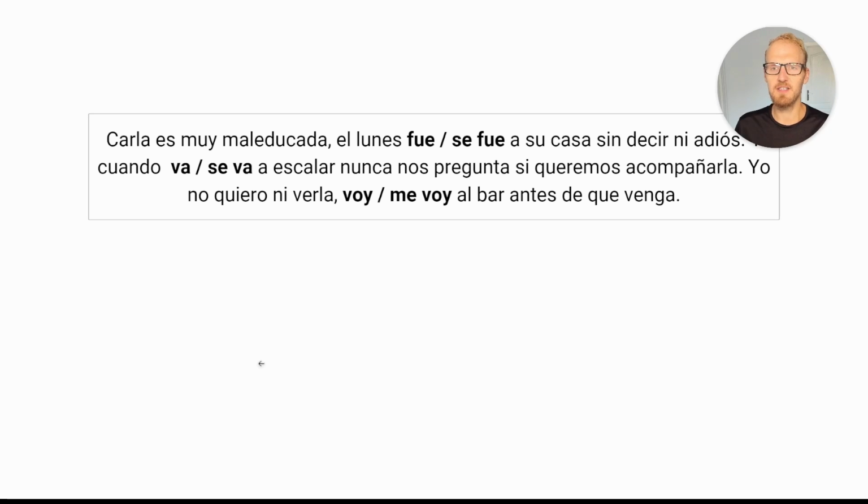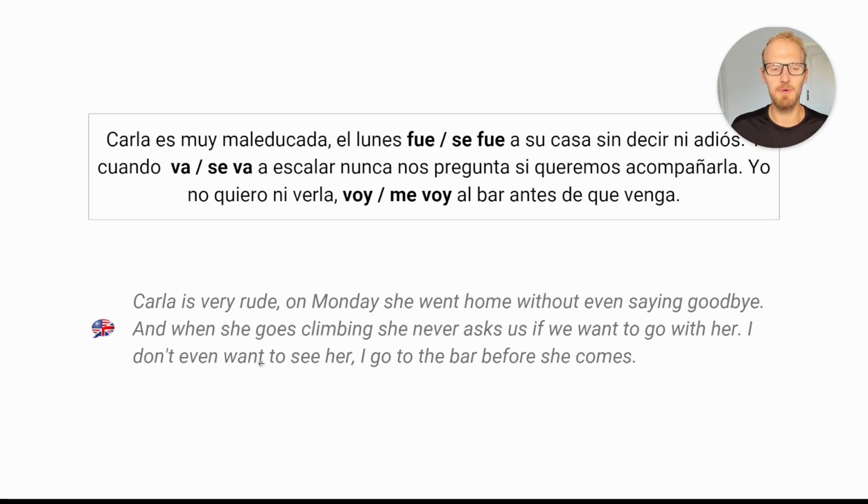I'm going to give you a translation of this sentence. It's hard to make a simple sentence that includes all of these examples, and you might not be familiar with some of it. So we're saying, Carla is very rude, muy maleducada. On Monday, she went home without even saying goodbye, sin decir ni adiós. And when she goes climbing, she never asks us if we want to go with her. I don't even want to see her. I go to the bar before she comes. I translated here the English verbs, but it doesn't matter, because remember, the fact that it's go in English or leave won't always give you the right answer. So you have to think by yourself, even if you have the English there.